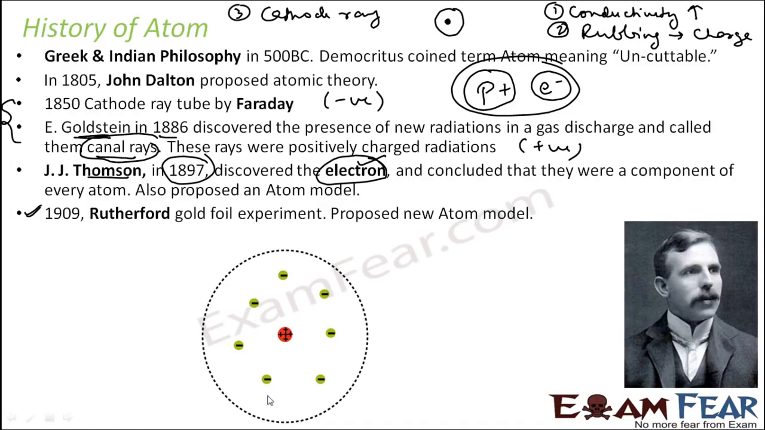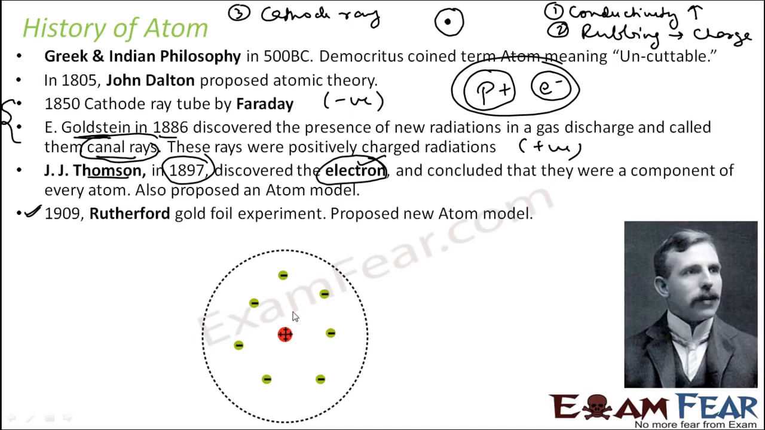He proposed a model like this, where you have nucleus and then you have electrons somewhere in the space. So he told that most of the space in the atom is vacant and the proton is only in the nucleus. We will understand the Rutherford experiment and why he proposed this. He did some experiment and he found that most of the particles actually passed through the gold foil and only few of them reverted back.